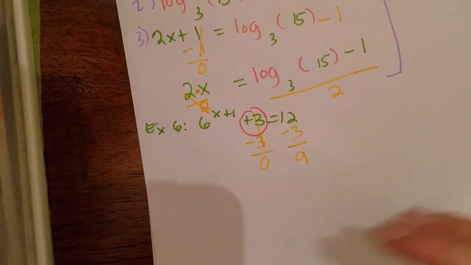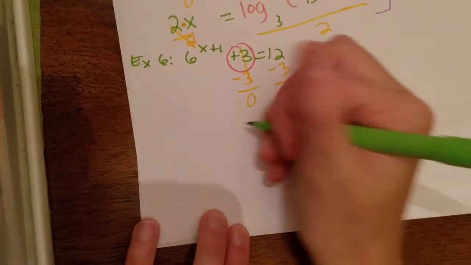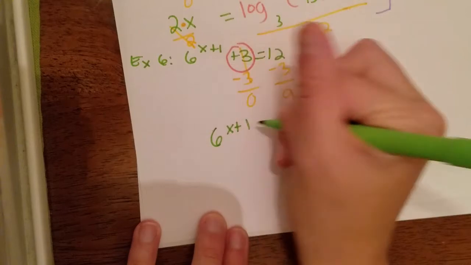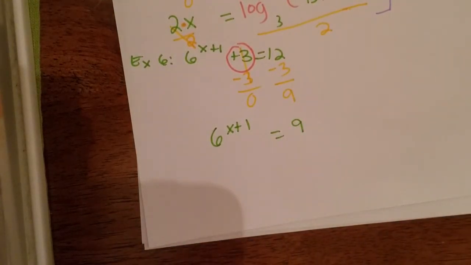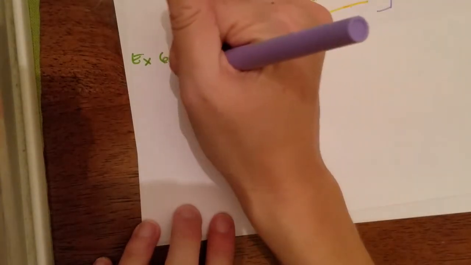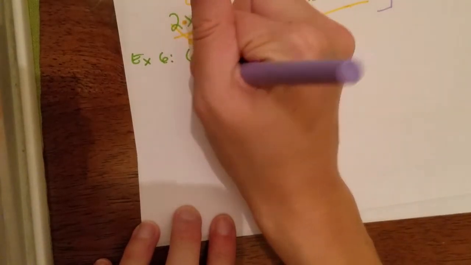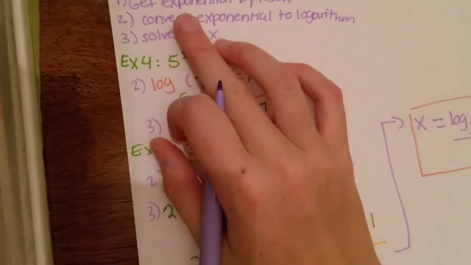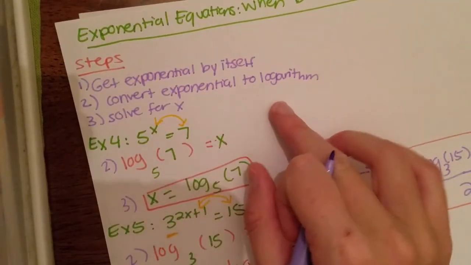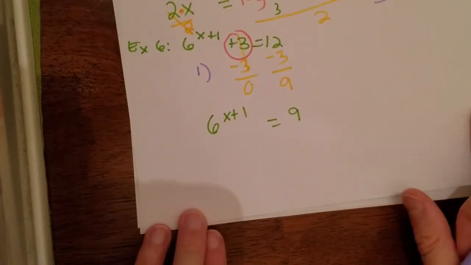So currently I have 6 to the x plus 1 equals 9. Okay, so that was step 1. Step 1 was getting that by itself, so if you want to call that step 1, go ahead and do that. Now that our exponential is by itself, the next thing is to convert that bad boy into a logarithm. So let's move on to step 2.